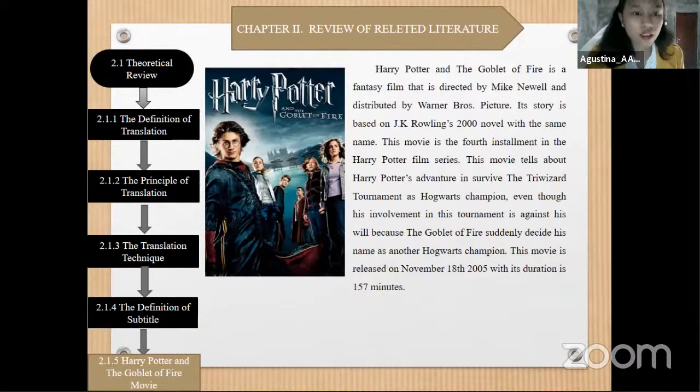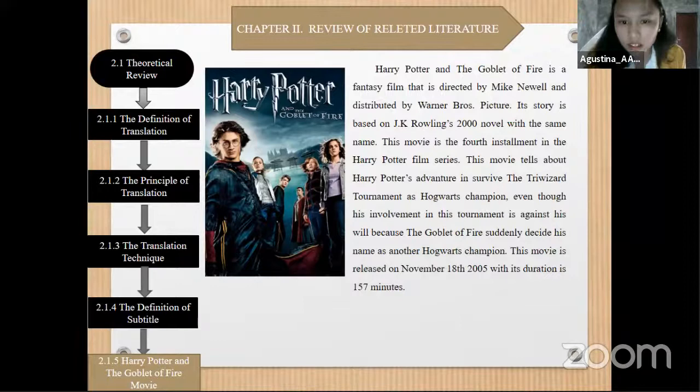The first is theoretical review, which consists of the definition of translation, the principle of translation, the translation technique, the definition of subtitle, and Harry Potter and the Goblet of Fire movie. Harry Potter and the Goblet of Fire movie is a fantasy film that is directed by Mike Newell and distributed by Warner Bros. Pictures. Its story is based on J.K. Rowling's novel with the same name. This movie tells about Harry Potter's adventure in surviving the Triwizard Tournament as Hogwarts champion.